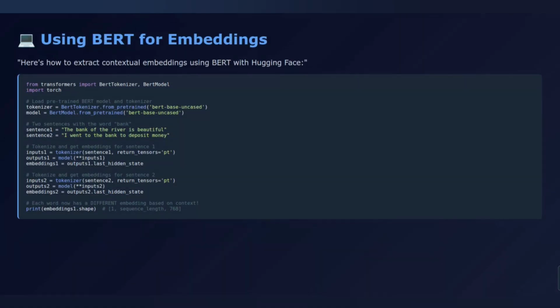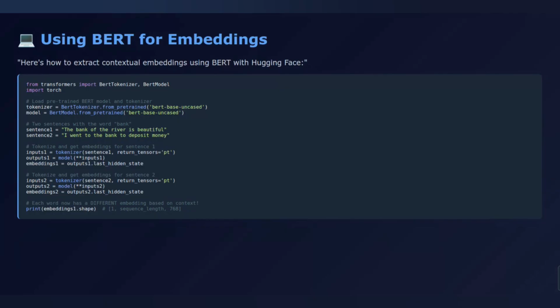Let me show you how to extract contextual embeddings with BERT using the Hugging Face library, which, by the way, has made working with these models incredibly easy. We import BERT tokenizer and BERT model from transformers. Then we load a pre-trained BERT model, in this case, BERT base uncased. Now, let's take those two sentences with bank again. We tokenize each sentence and pass it through BERT.